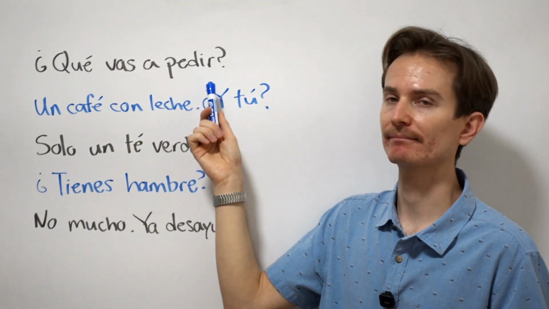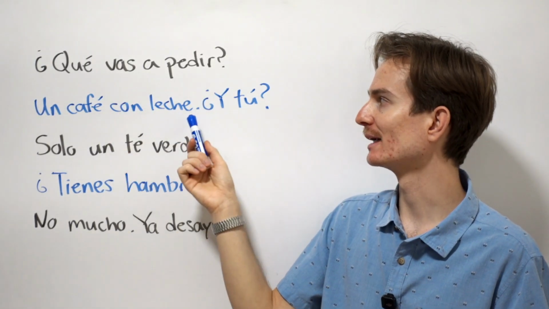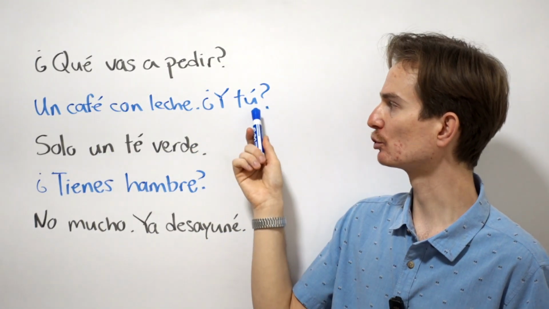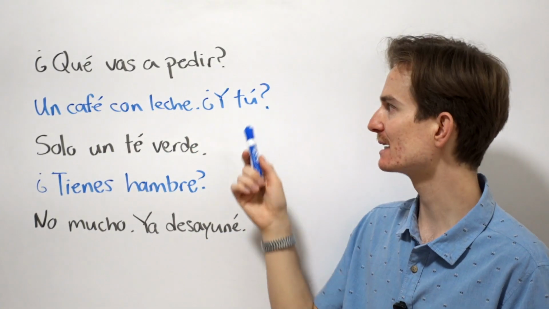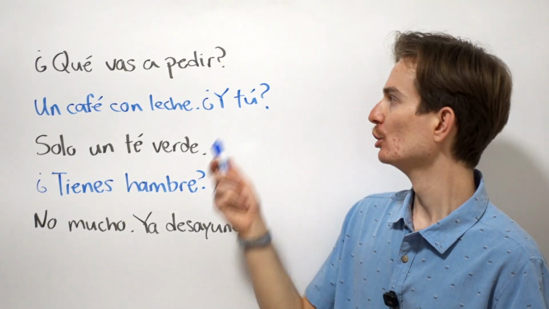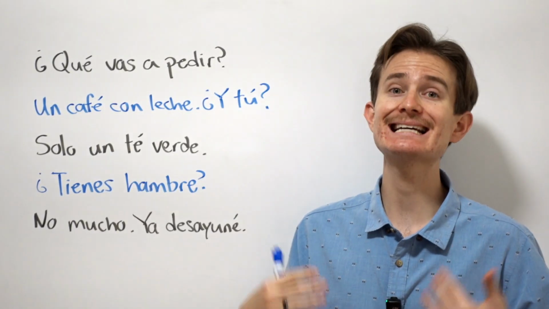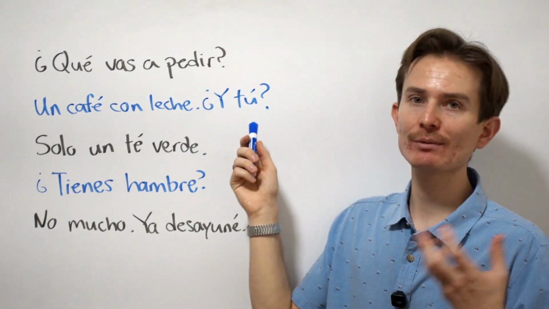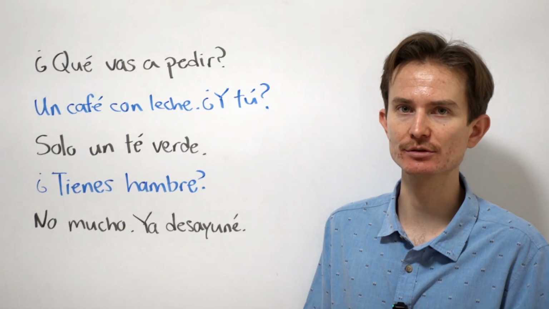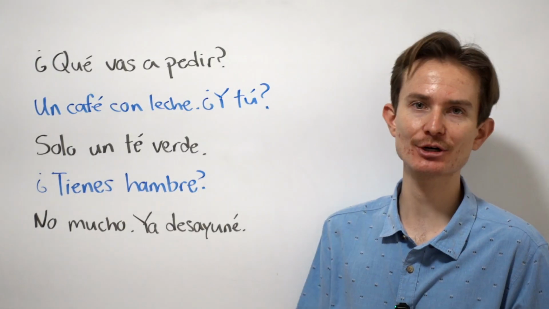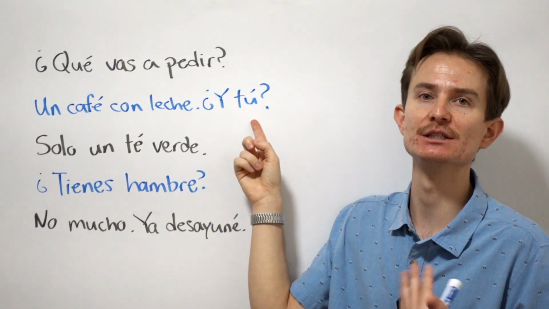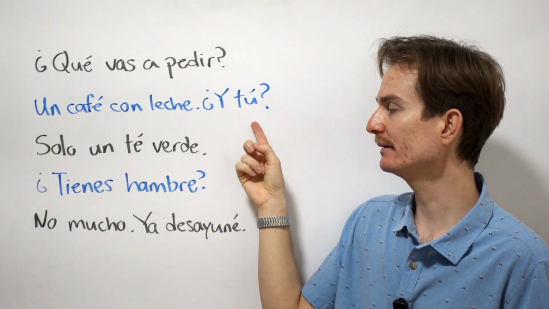¿Qué vas a pedir? Un café con leche. A coffee with milk. And you? ¿Y tú? Notice how tú has an accent over it. That's because tu without an accent over it means your. Now, tú and tu are pronounced exactly the same. The way that we tell the difference between the two when we're speaking with someone is based off of context clues. However, in writing, we'll add the extra accent, not because it changes the pronunciation, but because it lets us know that this means you and not your. Okay?